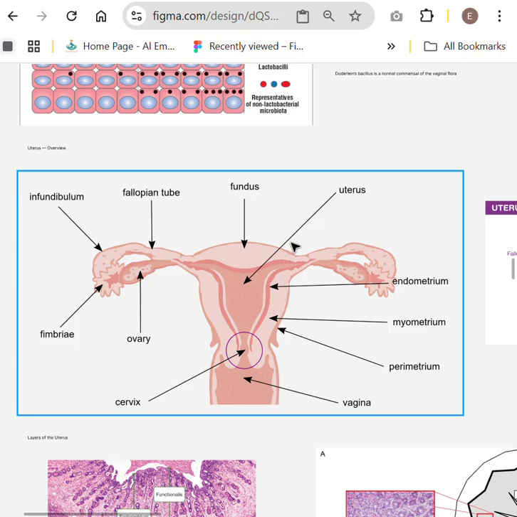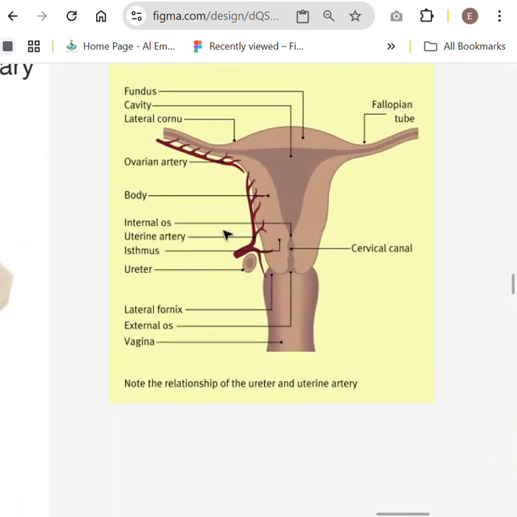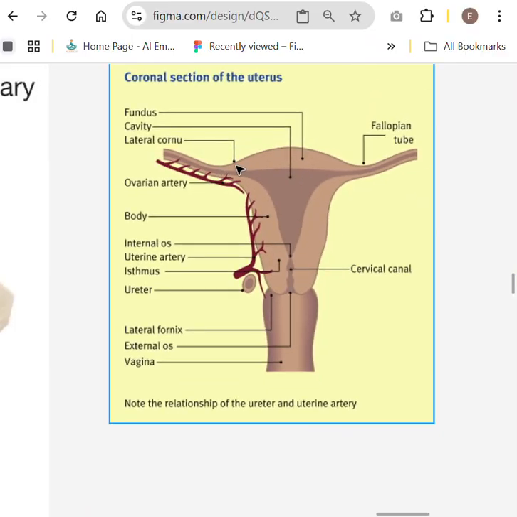In the upper part, the uterus is termed the body or the corpus. The area of insertion of each fallopian tube is called the cornu, and I'm going to show you the cornu in another picture. Can you see the cornu here? This is the lateral cornu. So, cornu is the area where there is the insertion of each fallopian tube, and that part of the body above the cornu is called the fundus.